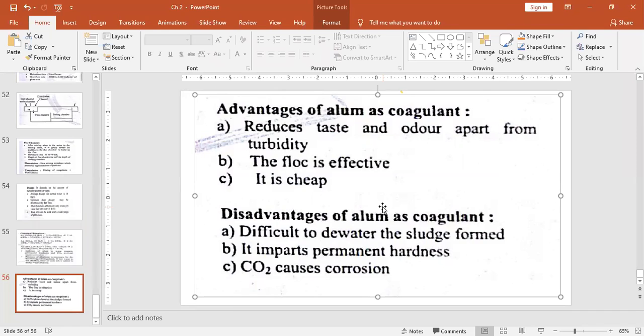They will be competent enough to get settled down. And one more thing is that alum is very cheap. Then the disadvantages of alum: it is difficult to dewater the sludge formed. There is one more process, that after the sedimentation process, the sludge you remove from the bottom, you need to dewater, meaning the water should be separated from that sludge. That process takes time because alum has a tendency to hold water for a longer period. So it takes a lot of time for dewatering. It imparts permanent hardness.